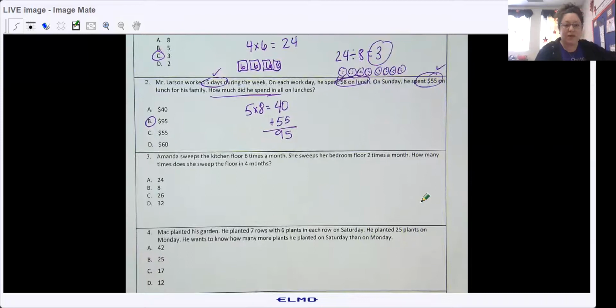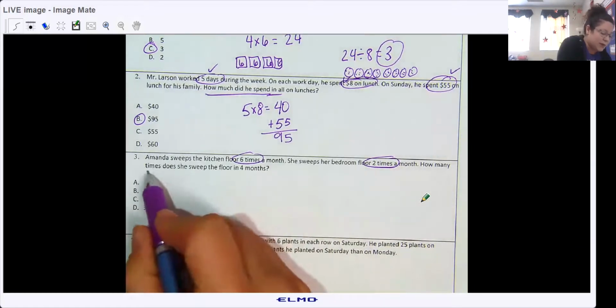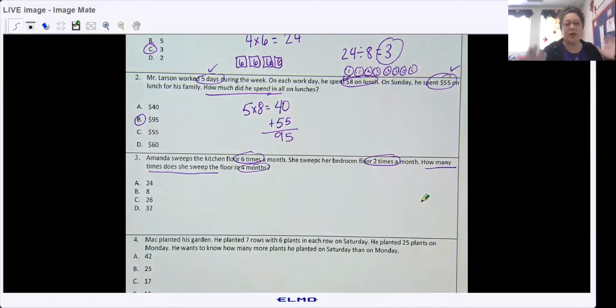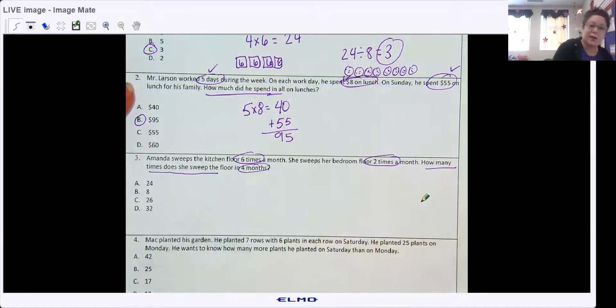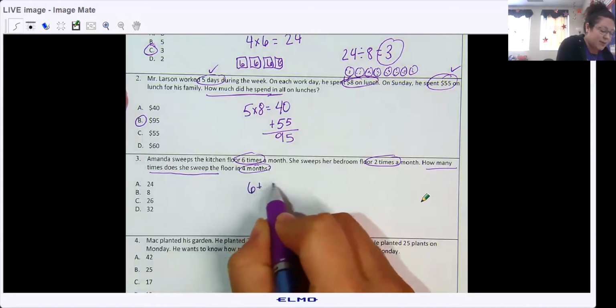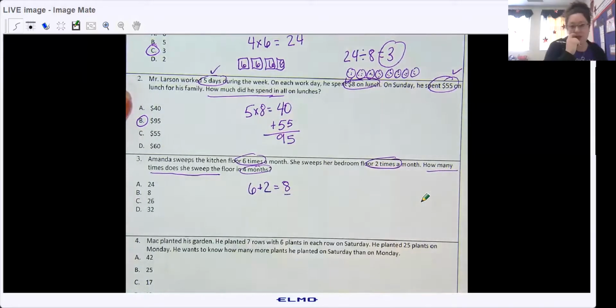Amanda sweeps the kitchen floor 6 times a month. She sweeps her bedroom floor 2 times a month. How many times does she sweep in 4 months? Okay, so we want to know for 4 months altogether how many times she sweeps. What is step 1? We need to find out how many times she sweeps the floor in 1 month. She sweeps the kitchen 6 times, and then we would add the 2 times for her bedroom. So 8 times is how many times a month she sweeps the floor.